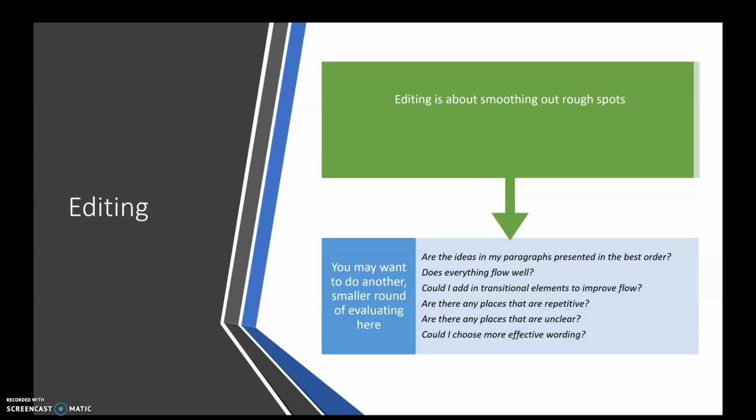You may also want to do another smaller round of evaluating here and ask things like, are the ideas in my paragraphs presented in the best order? Does everything flow well? Could I add any transitional elements to improve flow? Are there any places that are repetitive or unclear? And is there any place where the wording could be more effective?